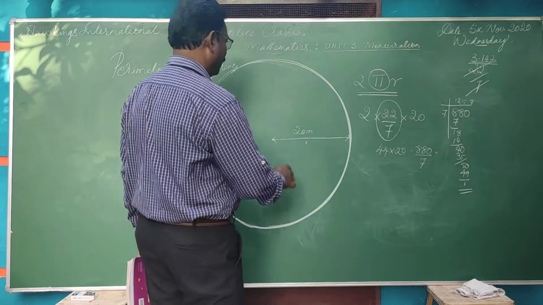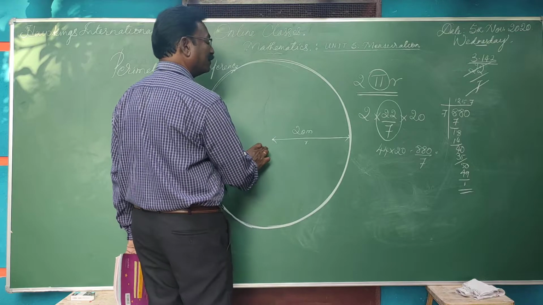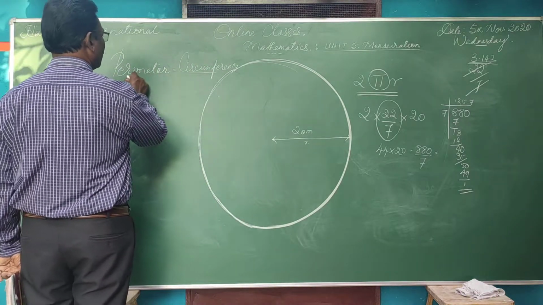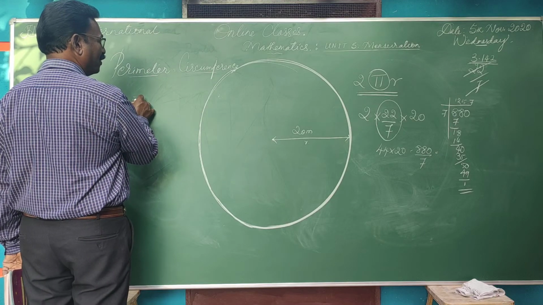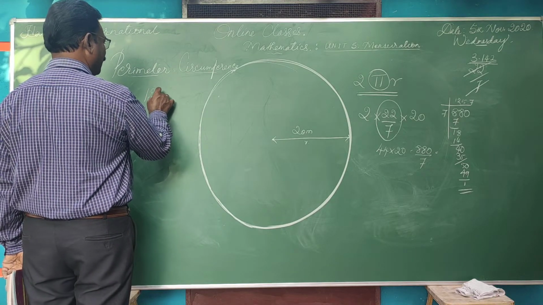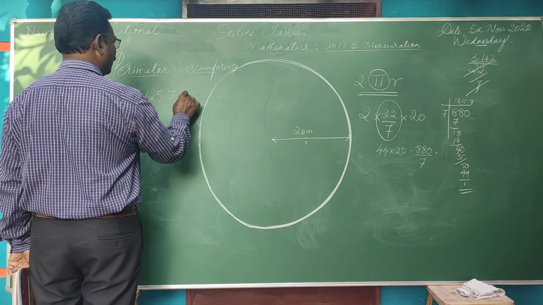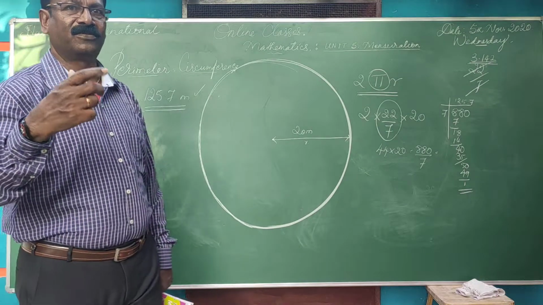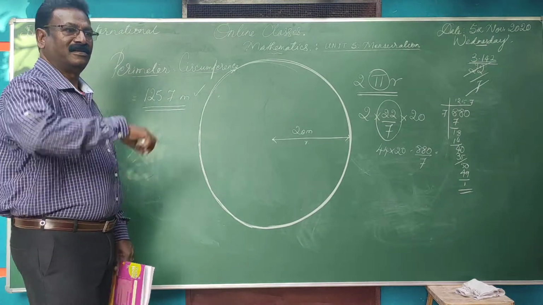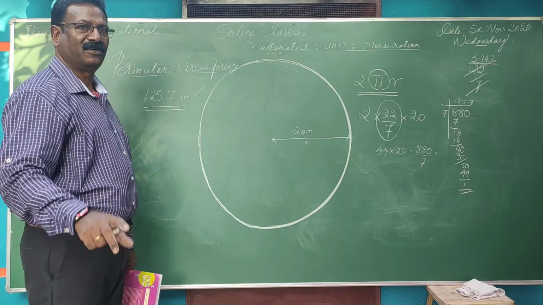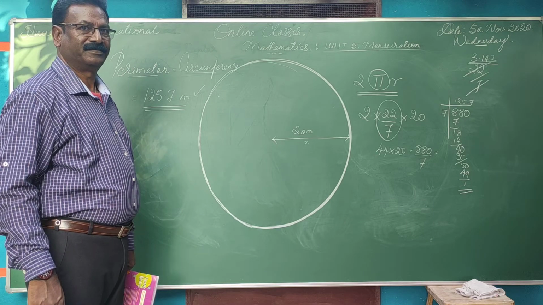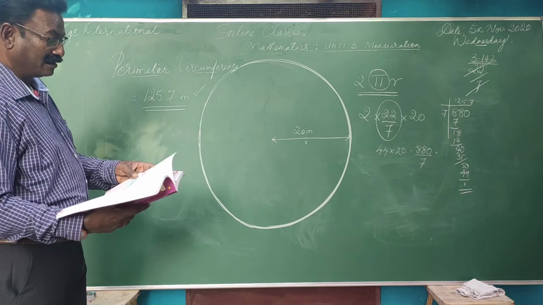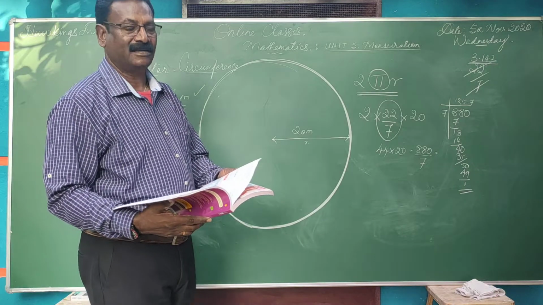So the perimeter of this circle, or circumference of the circle, is equal to 125.7 meters. This is the way you are going to calculate the circumference of a circle or figure. Okay? Let us take some exercise and try to solve.